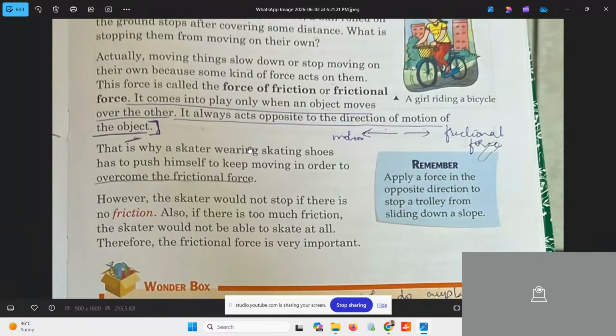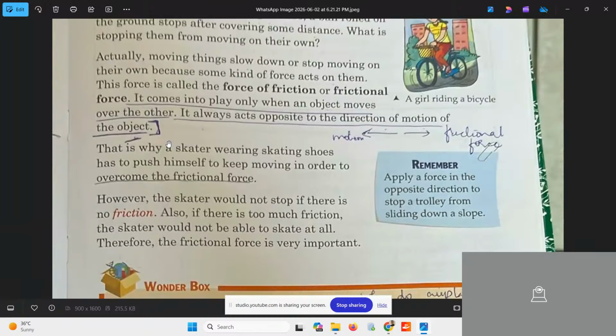Also, what is important to remember here is that it always acts opposite to the direction of motion of the object. For example, if a ball is going towards east, then the frictional force will apply in the direction of west. That's why the ball gets stopped, right? If the ball is going east and the frictional force also acted towards east, then the ball would go faster, right? What actually happens is the ball goes towards east, and the frictional force is applied in the west direction.